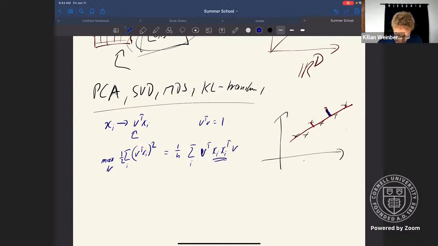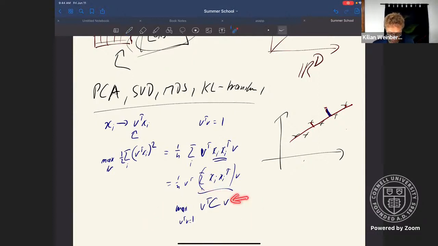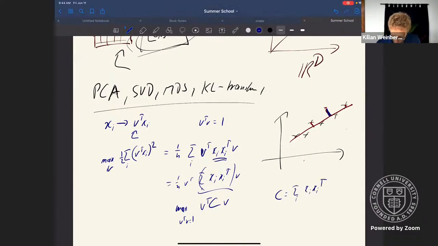And what is this? This is just 1 over n, V transpose sum over i of Xi Xi transpose, V. And this is our covariance matrix. So what I'm maximizing is V transpose C V, such that V transpose V equals 1. And this is just the eigenvector of the covariance matrix. One reason people love PCA is that you just compute the covariance matrix C equals sum over i of Xi Xi transpose, compute its eigenvectors, and bam, you have the answer. So it's really, really fast.